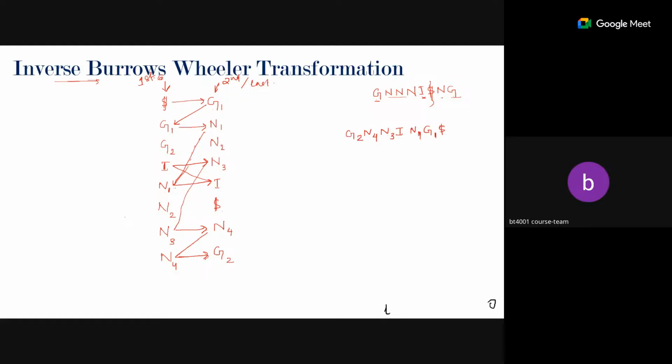Okay. Now G2 in the first column, the corresponding value in the second column is N2. So we will have N2. Now N2 in the first column is pointing to dollar. So dollar we have already added, so we can just stop. This is our actual string. If we remove these numberings over here, we have NG and NI and G dollar. Is this clear? Yeah.